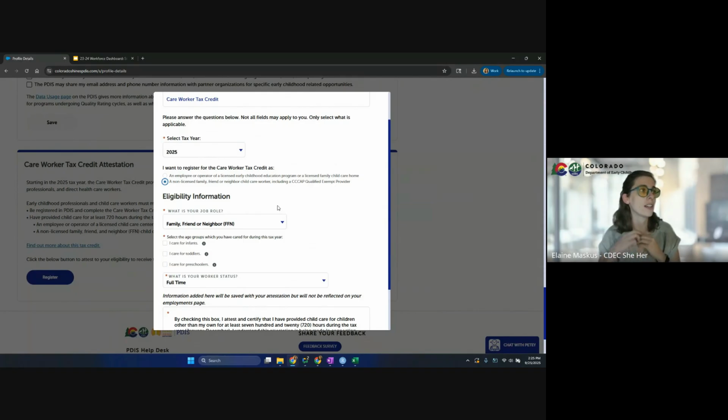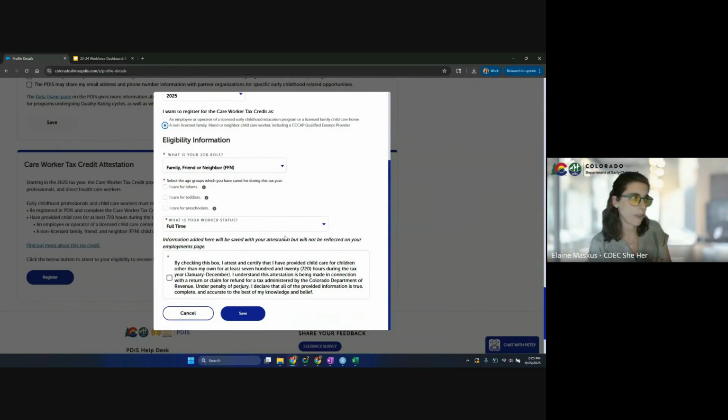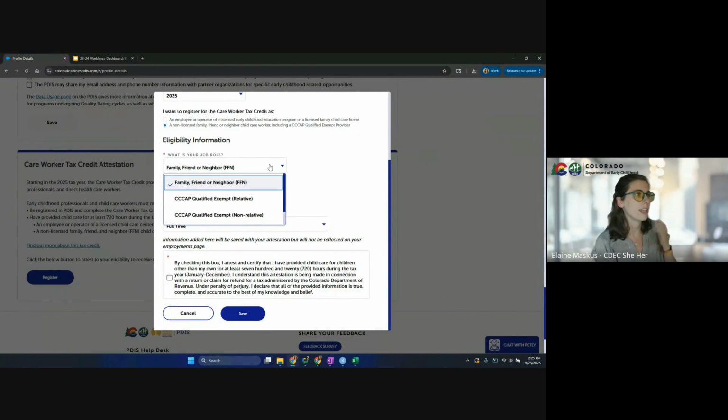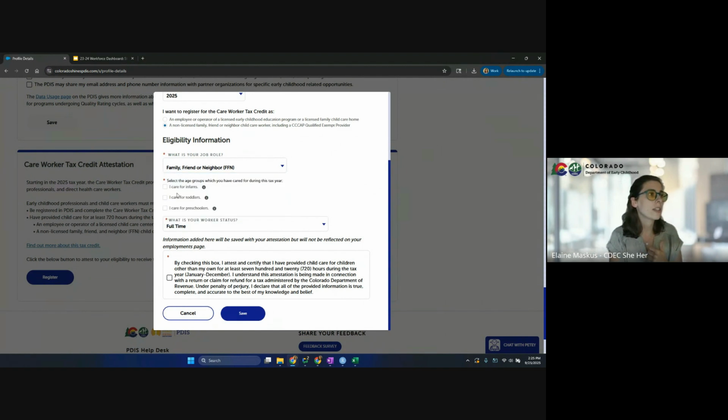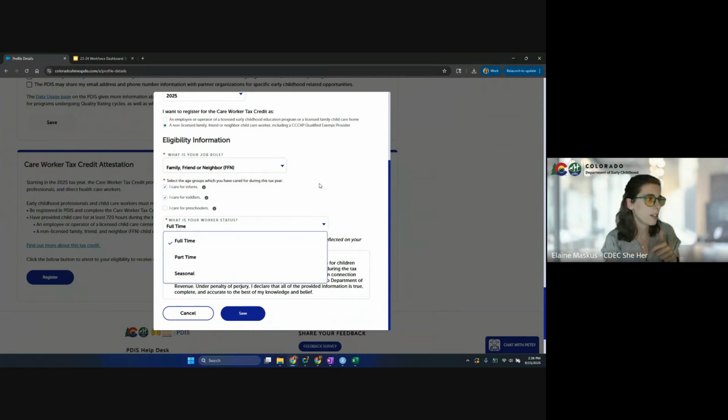So for folks who are non-licensed care providers, you just select this second option at the top, and the data that shows up will be a little bit different. So first you select if you are a family friend or neighbor provider or a CCAP qualified exempt provider. Then you select which age groups you work for. And we know it's not always clear what the difference is. So these info bubbles say what is considered an infant age, what is considered toddler, and what is considered preschool. So this is a select all. Again, you can select full-time, part-time, or seasonal.